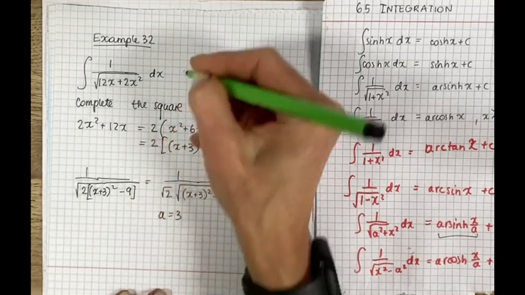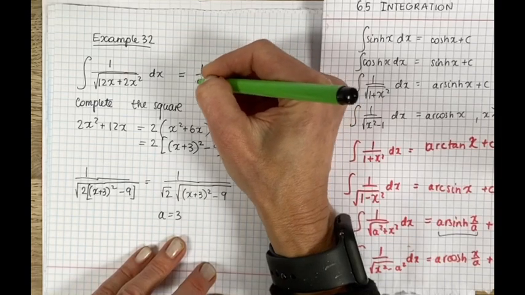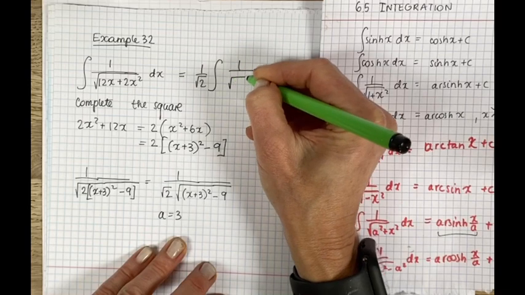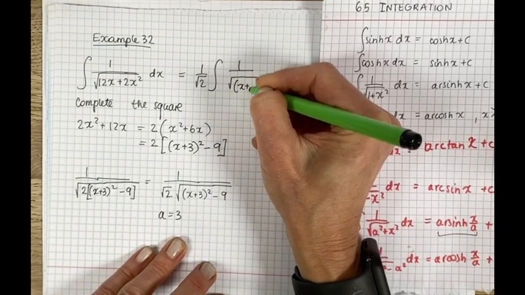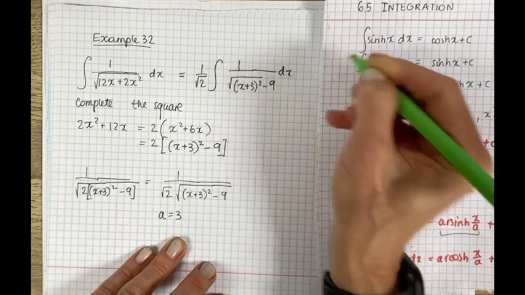Okay, so this here is going to be equal to, we're going to take the 1 over root 2 out, and then we've got 1 over square root of x plus 3 squared minus 9 dx.